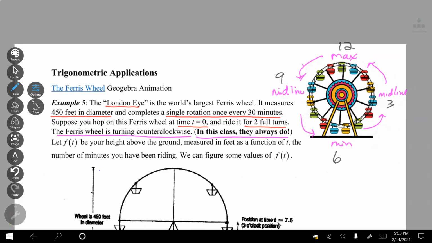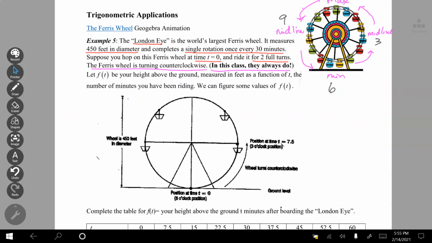So all Ferris wheels go counterclockwise. The bottom, the 6 o'clock position, is the minimum. The top is at 12 o'clock. And since we go counterclockwise, when you're at the bottom and you go to the midline, that's the 3 o'clock position, and so on and so forth. I have a little animation here. If you want to click on this in the notes, you can do that yourself. But let's look at this London Eye, because I'm going to put it over here.